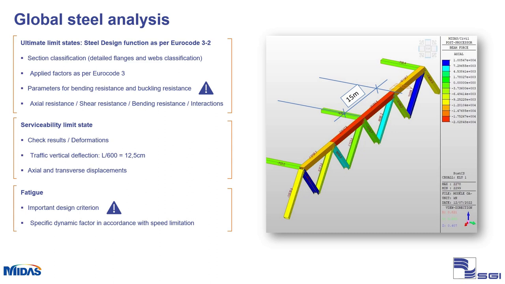Second limit state is the serviceability limit state. For this state, displacements of the structure need to be checked, in particular vertical deflection of the bridge under vertical train load. Final limit state is an important design criterion, fatigue analysis. Under traffic vertical load cases, variation of combined stress will be checked. Fatigue check for steel materials is not included in the steel design tab, but we will verify later fatigue stress variation with a further analysis.